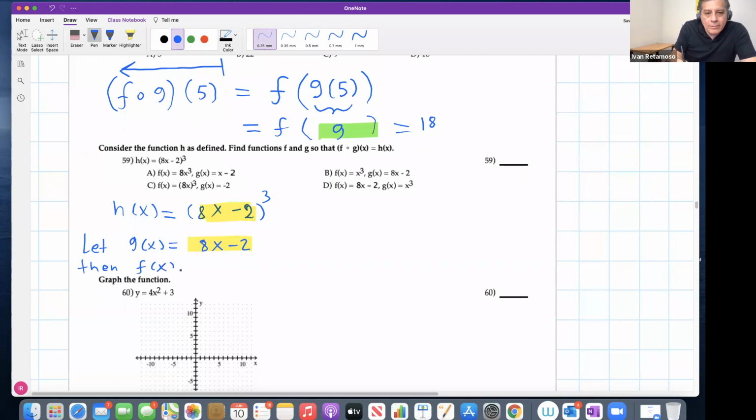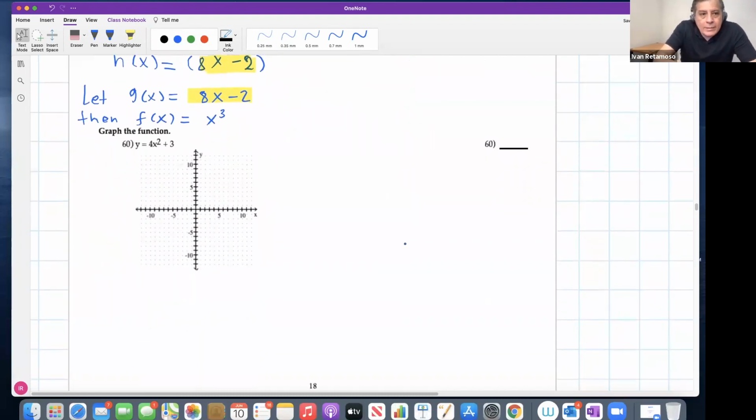The outside function should be what? The cube function, right? The one that says cube your input. The cubic function, so it will be just x cubed. And that's it. This is the choice. So for 59, we are talking about f of x equals x cubed, and g of x equals 8x minus 2. Very good. All right, let's continue, guys.